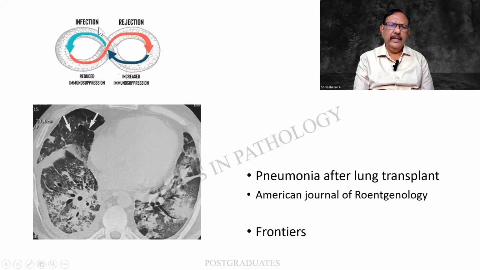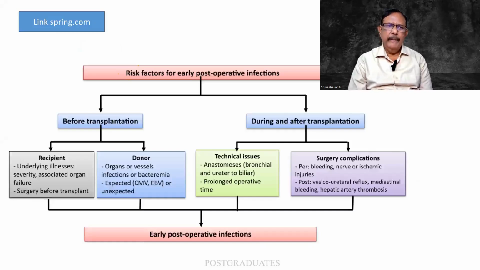So you find that there is a rejection, there can be an infection that can occur, because of the immunosuppression that is given. And when there is a reduction of the immunosuppression, infection will be prevailing. So a deft balance will have to be maintained between these.